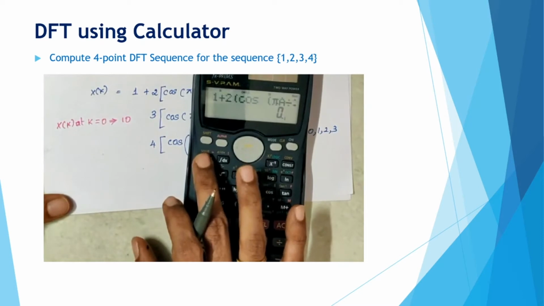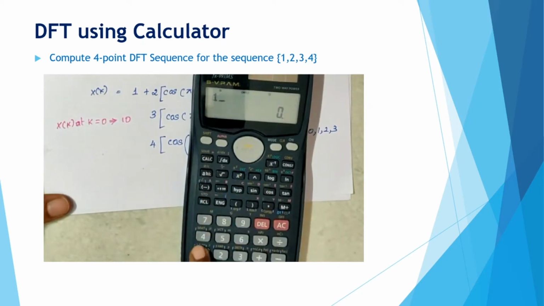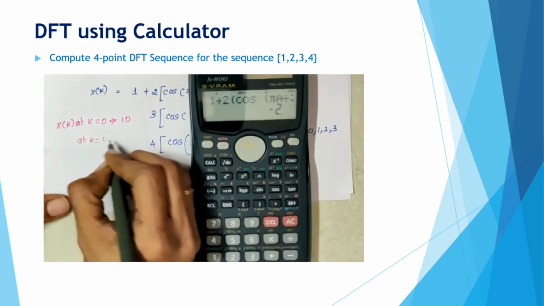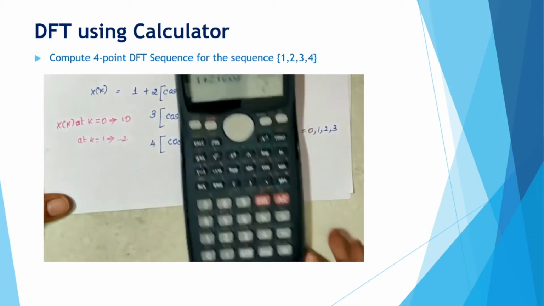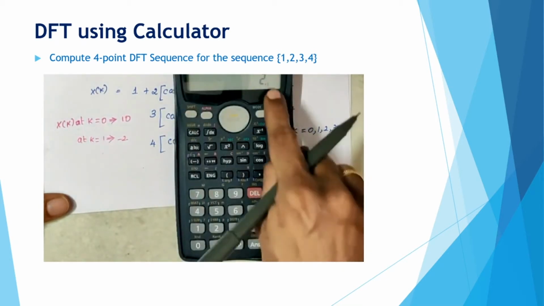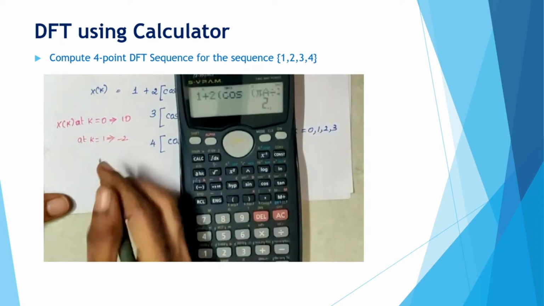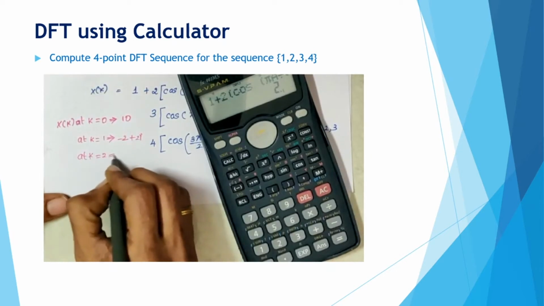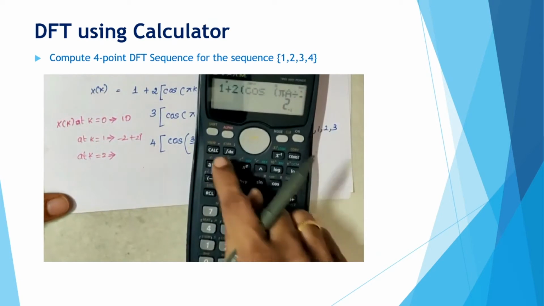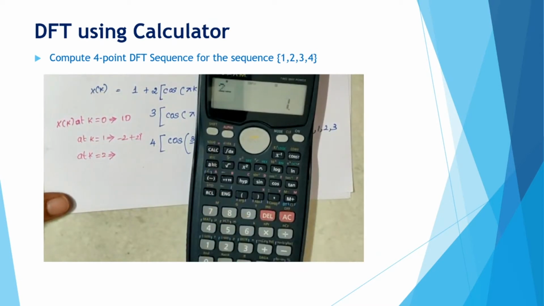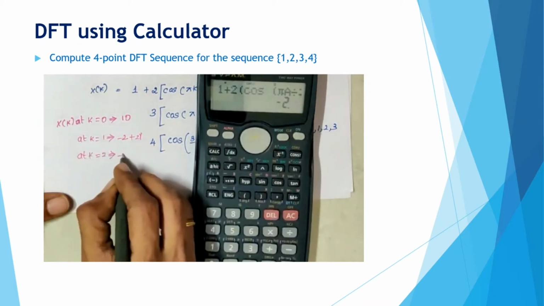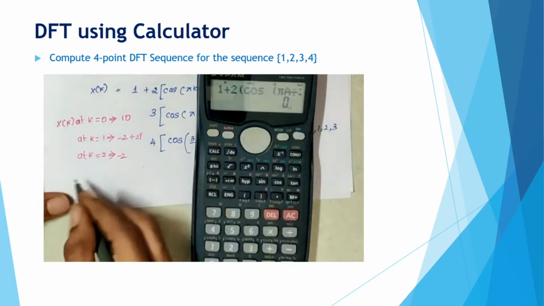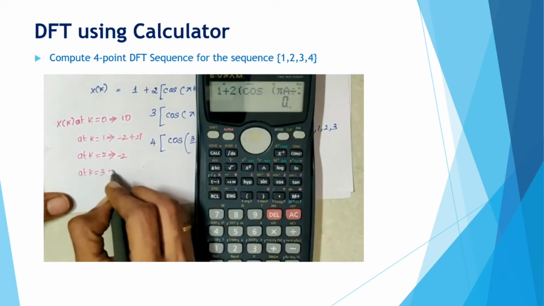Now I have to compute for k equal to 1, that is a equal to 1. When I compute a equal to 1, the real part is minus 2, correct? Plus your imaginary, which is 2i. So it is minus 2 plus 2i. Similarly, compute for k equal to 2. Again, press the calculation button for k equal to 2, which will be minus 2 for your real part, and the imaginary is 0i, so I am not writing that. Similarly, compute for k equal to 3.